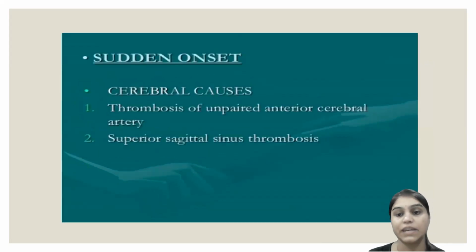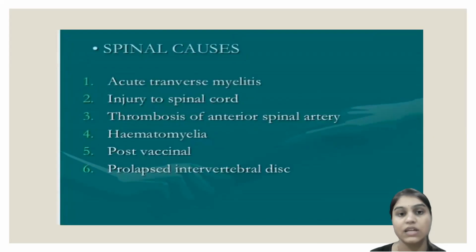Sudden onset, cerebral causes: thrombosis of the unpaired anterior cerebral artery, superior sagittal sinus thrombosis. Spinal causes: first, acute transverse myelitis. Second, injury to the spinal cord. Third, thrombosis of the anterior spinal artery. Fourth, hematomyelia. Fifth, post-vaccinal. Sixth, prolapse of intervertebral disc.